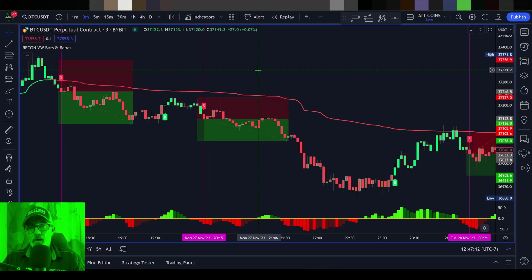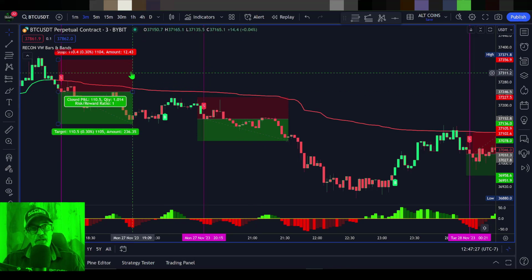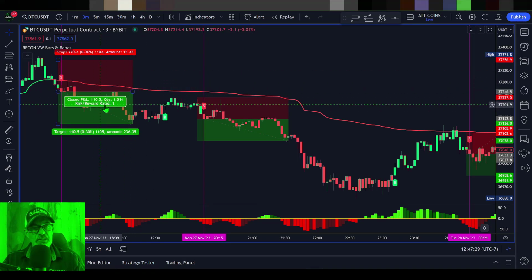And so far, this indicator has been very accurate. It has a success rate of about 80% to 90%. And so with that type of win rate, I'm able to do a 1-to-1 risk versus reward ratio, which you can see here.